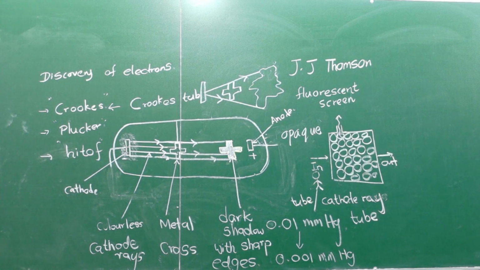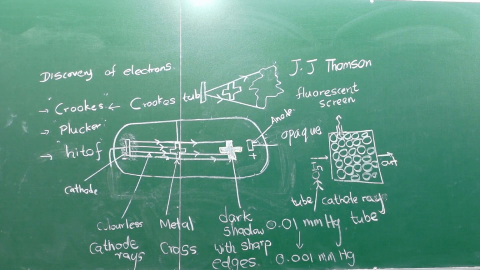Because the shadow is with sharp edges, for edges we can also say margins, sharp margins or edges, it confirmed that cathode rays travel in straight lines. Cathode rays travel in straight lines.